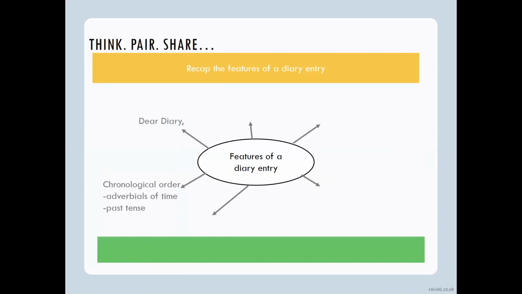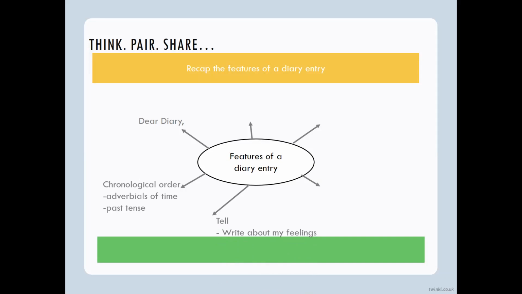First, I have chronological order. Well, I would put the events of the day in order of time, and I would use adverbials of time, such as before that, after I had done this, to make sure it is sequenced properly. I would also make sure that for the most part, I had been writing in the past tense, because I am recounting and retelling.